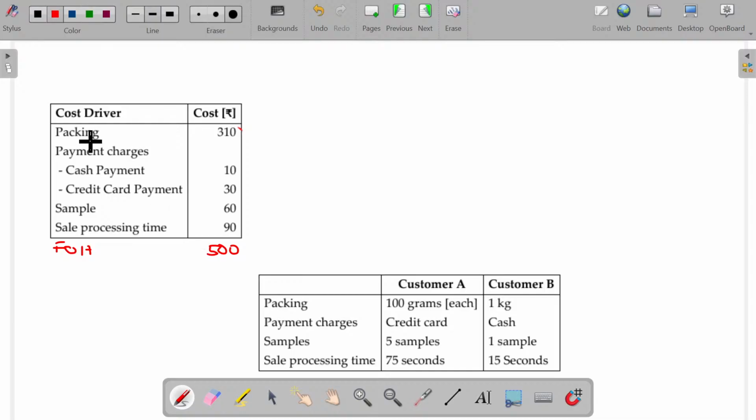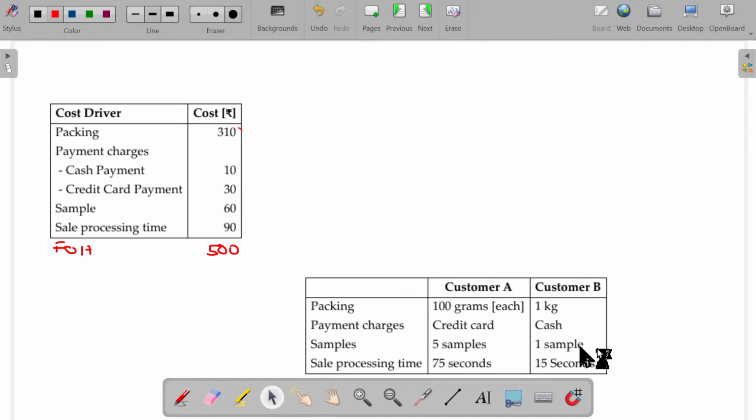Now, packing is the activity. What's the cost driver? Number of packings. Packing is the activity. How can you measure it? Based on the number of activities. If you state that in terms of number, then it's called the cost driver.